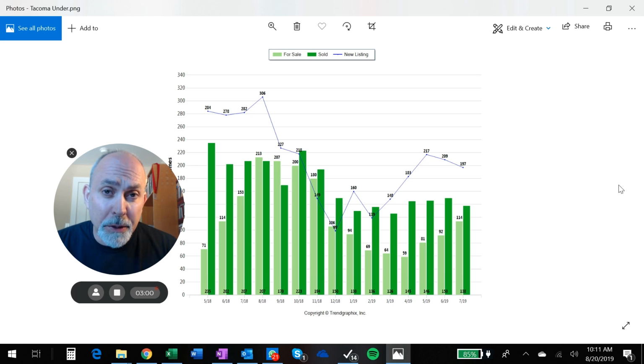If you're selling a home under median, price it right. You'll get multiple offers, go way over your asking price. If you're selling over median in Tacoma, you've got to price it just right to get enough interest.